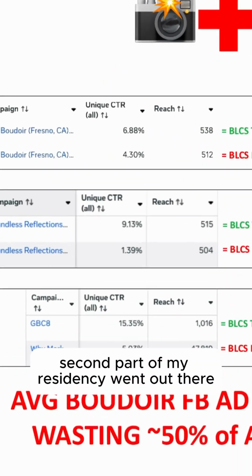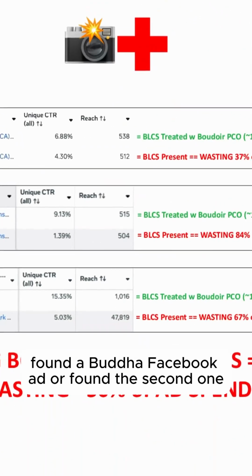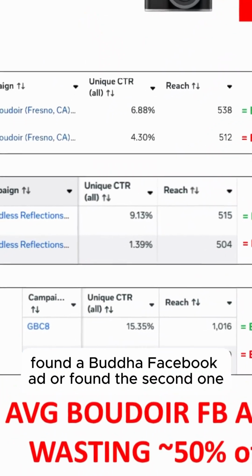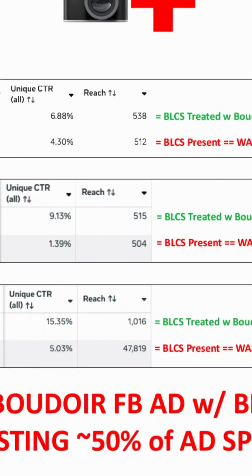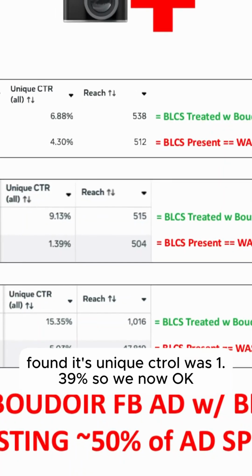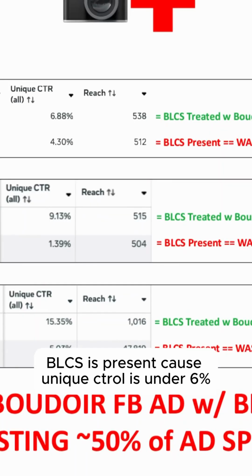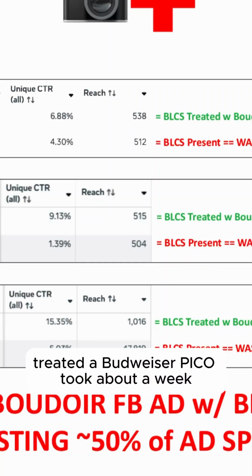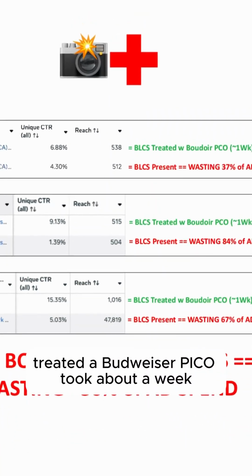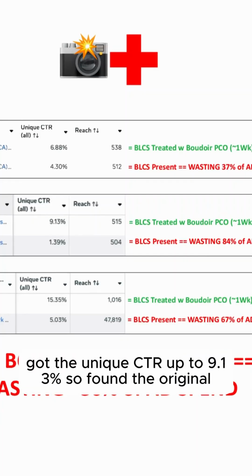Second part of my residency, went out there, found a Boudoir Facebook ad, brought it back to the hospital, tested it, found its unique CTRL was 1.39%. So we know, okay, BLCS is present because unique CTRL is under 6%. And we actually duplicated it and treated it with Boudoir Pico. Took about a week. Got the unique CTRL up to 9.13%.